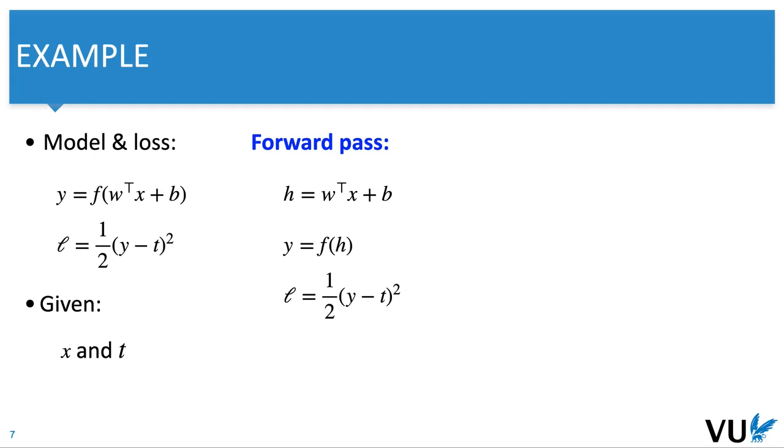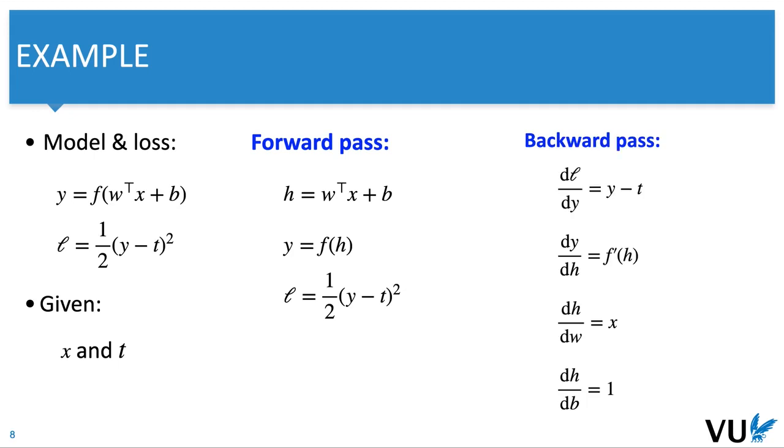How do we do the backward pass? This is the hard part, right? Because we need to calculate gradients. But remember that the input to the loss layer, let's say, is y, and then of course t, and the output of this loss layer is the loss value.